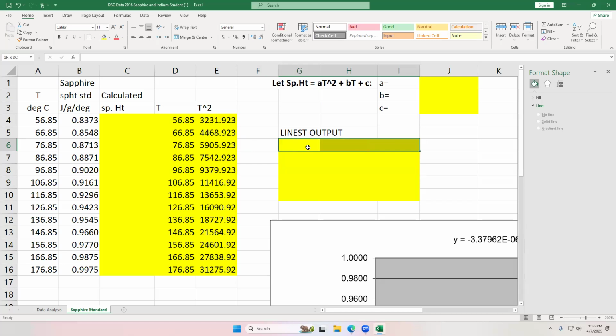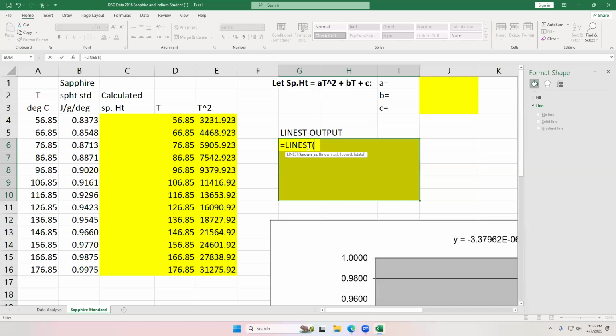That will give you the constants A, B, and C. And then 1, 2, 3, 4, 5 rows. So type equals LINEST, open parentheses. You have to tell it what the Y values are. What are our known Y values?